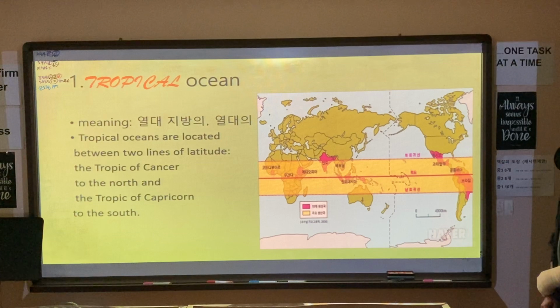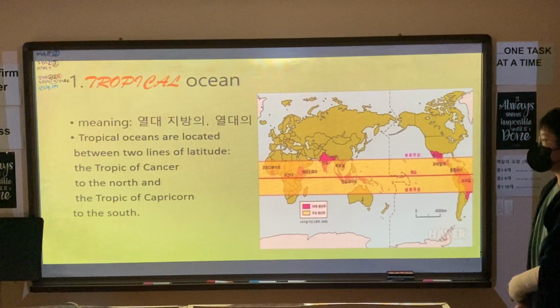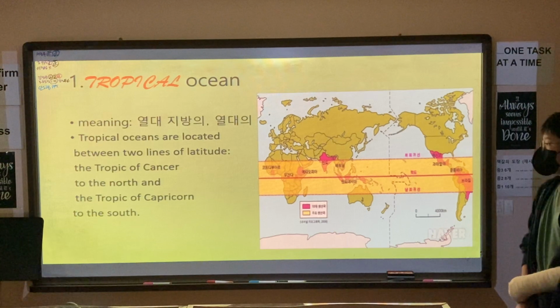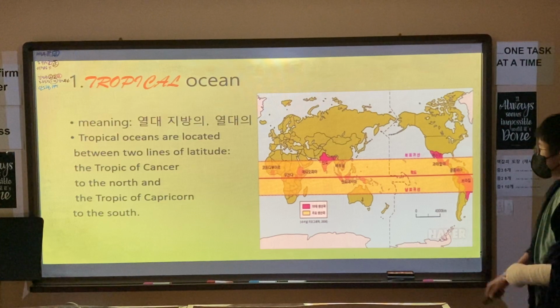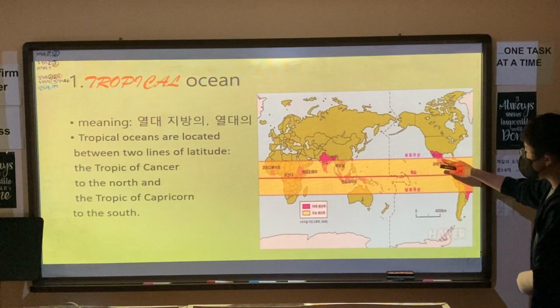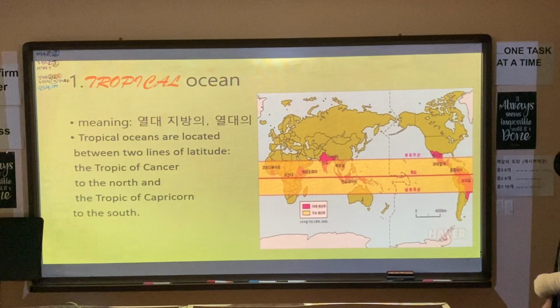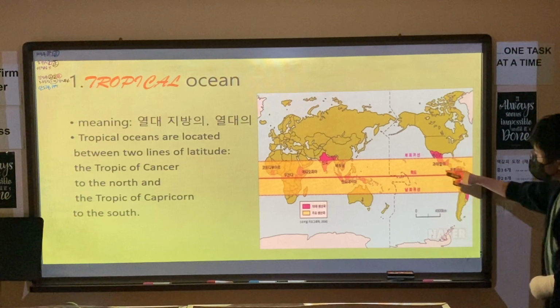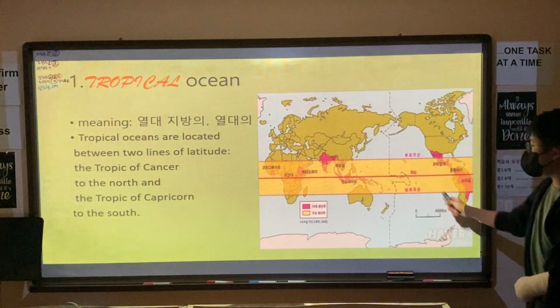So firstly, I will talk about the tropical oceans. The tropical oceans are located between two lines of latitude: the Tropic of Cancer to the north, which is this line, and the Tropic of Capricorn to the south, which is this line. So this is the main part of the tropical ocean.